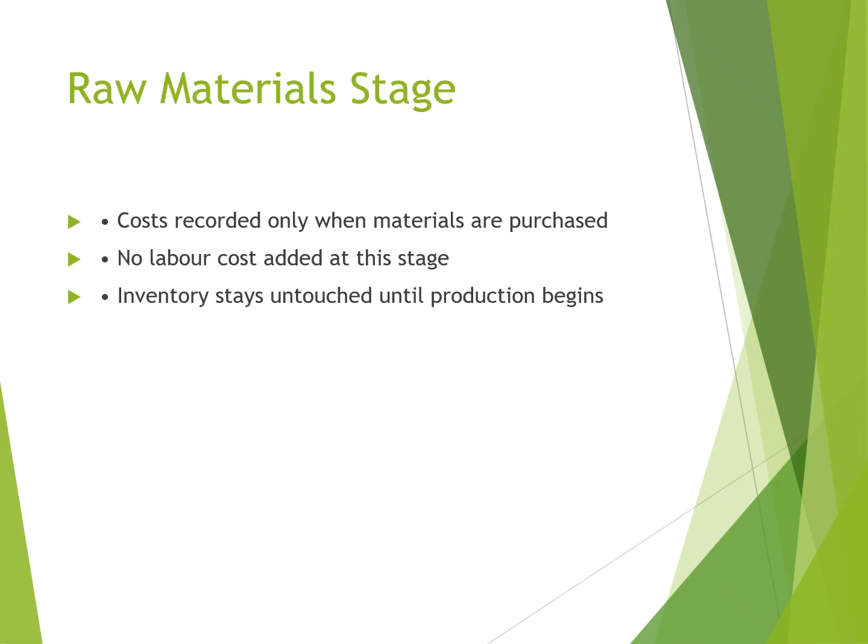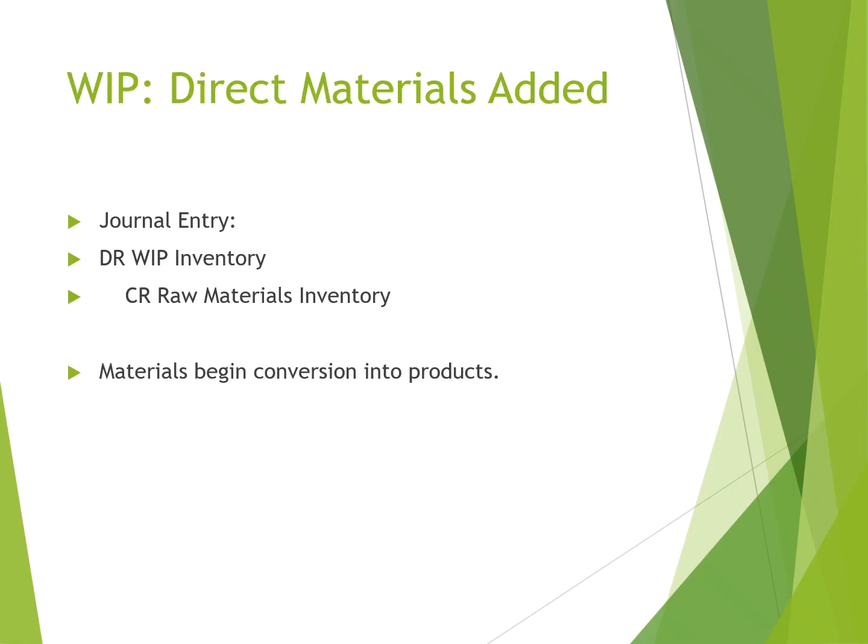So first, when we buy materials, they sit in raw materials inventory. At this stage, nothing has happened yet. No labor, no overhead, just materials waiting to be used. When production starts, materials move from raw materials into work in process. This is where the product actually begins to take shape.